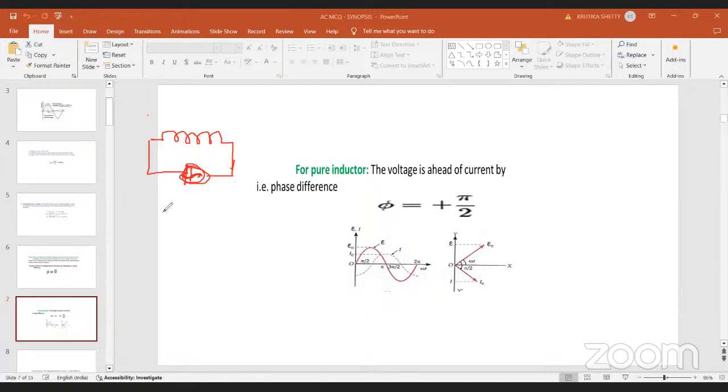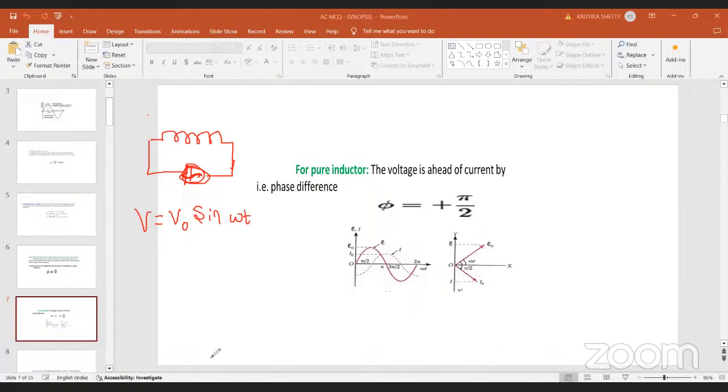Okay, so when you have the inductor in the circuit, the EMF is given by V is equal to V naught sin omega t. Here V naught is the peak value of the potential difference, and omega is the frequency.